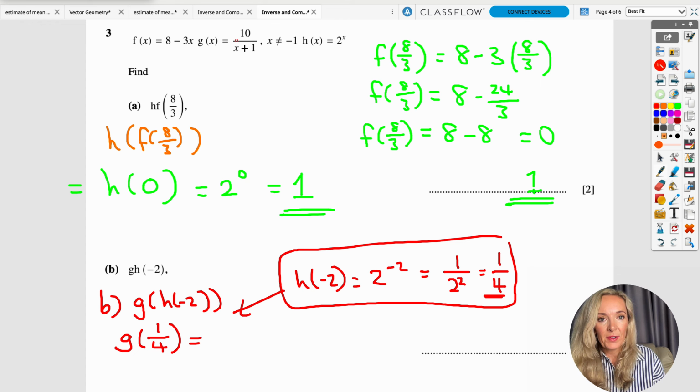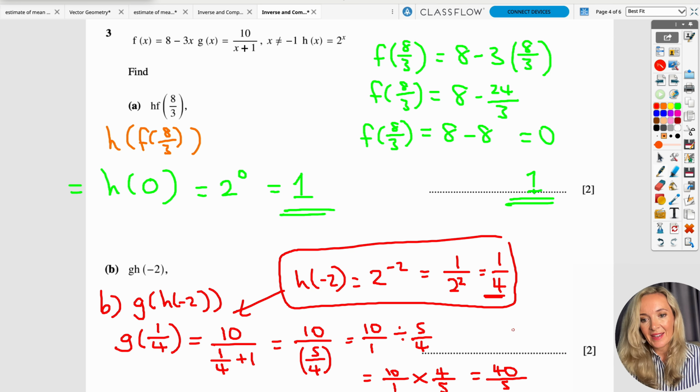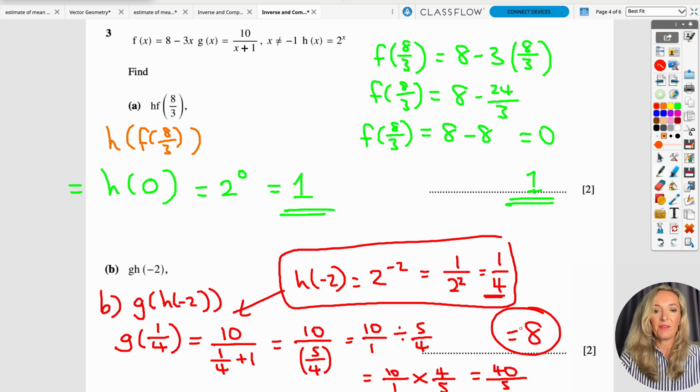Now, I don't know how you usually prefer to do this, okay, but what we could do is call it 10 divided by 5 over 4. And we know that when we divide fractions, we can just change it to multiply by flipping the second one. So 4 over 5. Okay, so I'm showing a lot of working here, but I think it's worth it. 10 times 4, now we can just multiply the numerators, multiply the denominators. 10 multiplied by 4 is 40. 1 times 5 is 5. And so 40 divided by 5 gives us a final answer of 8. So the final answer there is 8 for 2 marks.